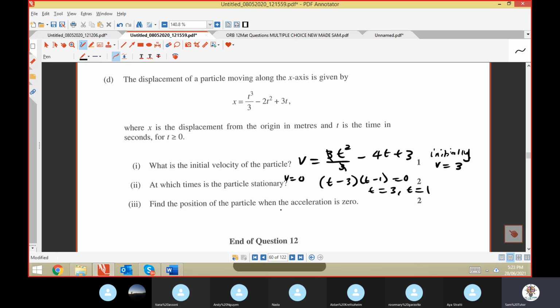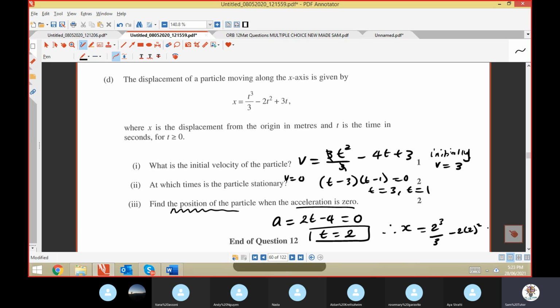And then find the position of the particle when the acceleration is 0. Be careful, you're finding position. So acceleration equals 2t minus 4 equals 0. Acceleration is 0. Time 4 divided by 2 is 2. It does not ask you to find the time, it asks you to find the position. Therefore, x equals 2 cubed on 3 minus 2 squared plus 3 times 2, which is 6. That's it. Any questions there?